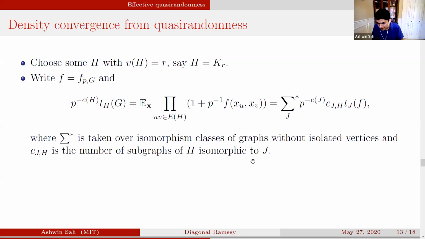And it's worth noting that this sum includes the empty graph. And we're assuming that the empty graph is a subgraph of H. So the term corresponding to the empty graph is actually the main term that we care about. It comes out to 1. And every other term, every other T_J of F, you can think of as a Conlon density, which is measuring the distance of our graph from random.